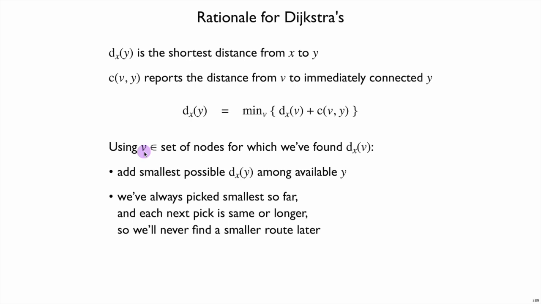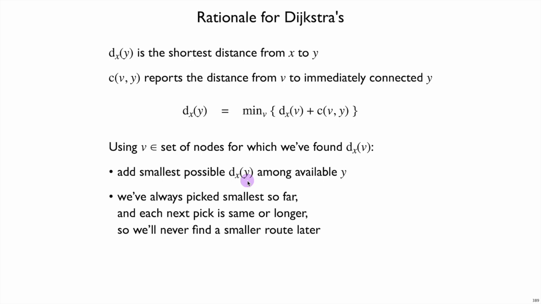Let's define v now to be the set of nodes for which we found d_x(v). And we start out by knowing that d_x(x) is just 0. That's all we know in addition to c. So we know just initially d_x(x), but this set will grow. In any case, we can take what we know so far and consider all of the y's that we can reach through one more step from the things we know. So all the possible x,y's that we can get from our current d_x(v)'s plus connections from v to y. And we pick the smallest possible one that we can add to our set.